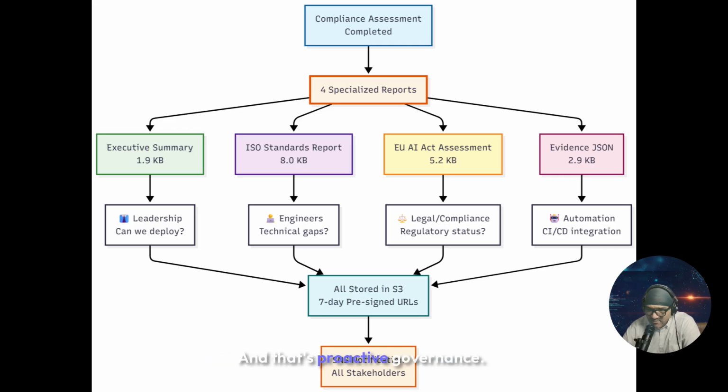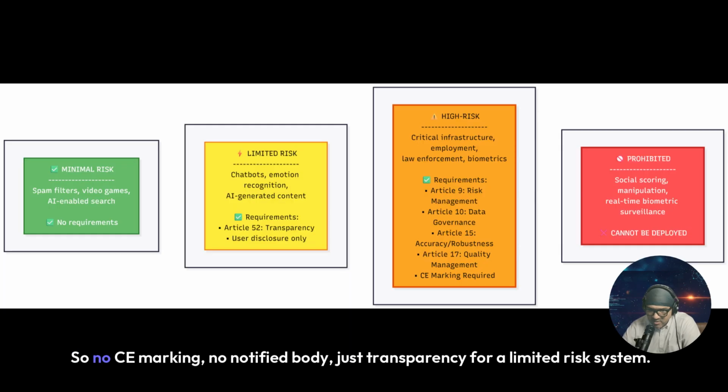and that's proactive governance. It gives you a remediation roadmap, so if you want to strengthen your compliance, here's what you can do. And again, that will depend on your time and your resources and your capabilities. And finally, it tells you what's required for EU market placement. So no CE marking, no notified body, just transparency for a limited risk system.